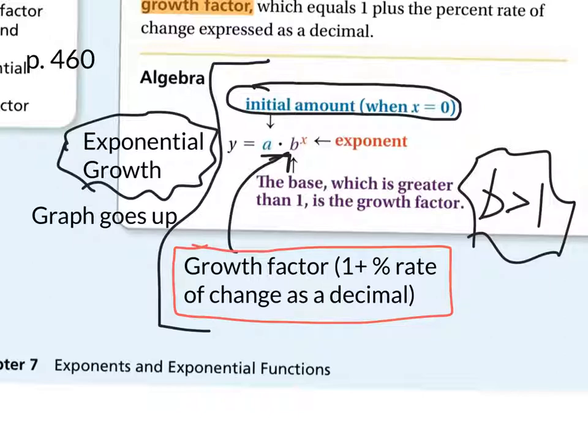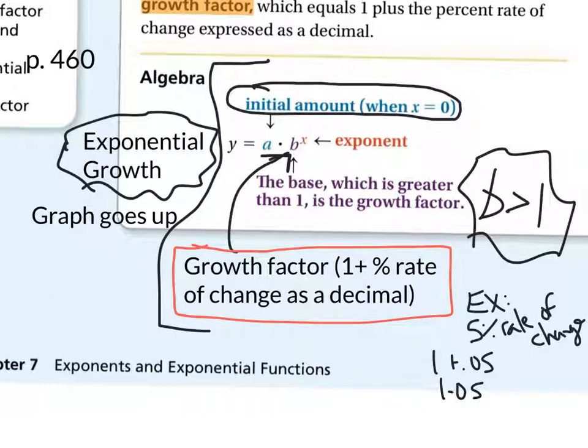And so how we figure out the growth factor is we take 1 plus the percent rate of change as a decimal. So, for example, if we had a 5% rate of change, as a decimal that would be 0.05, right? So our growth factor then would be 1 plus 0.05, so it'd be 1.05.